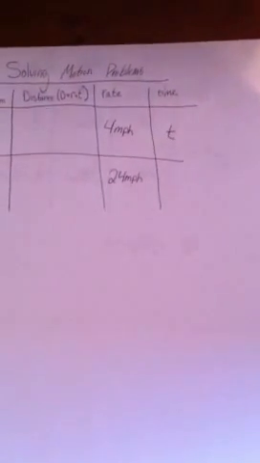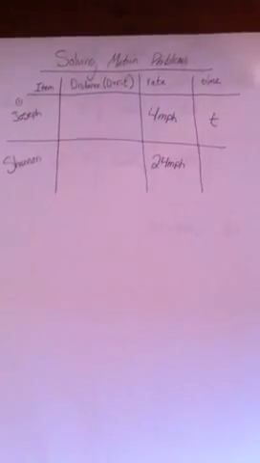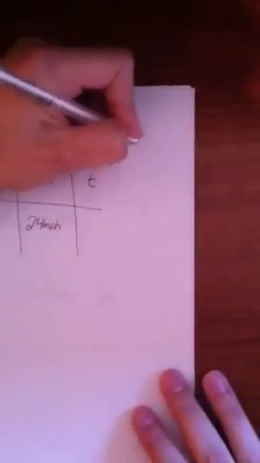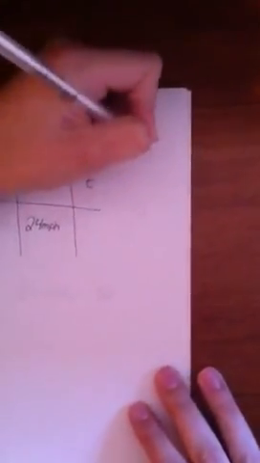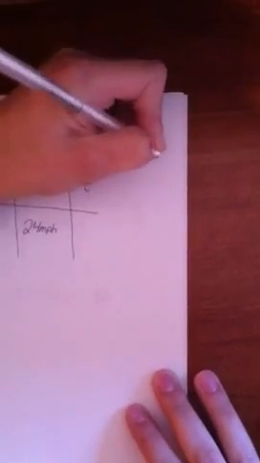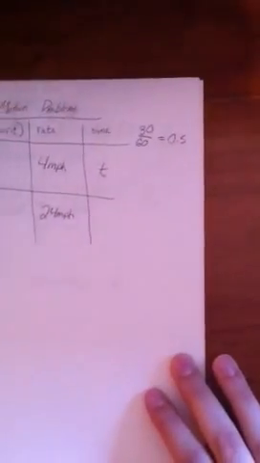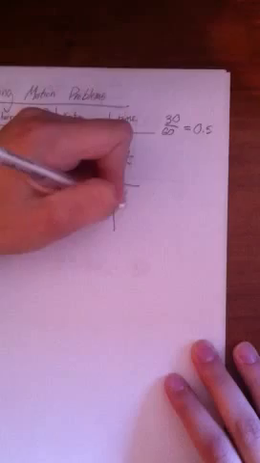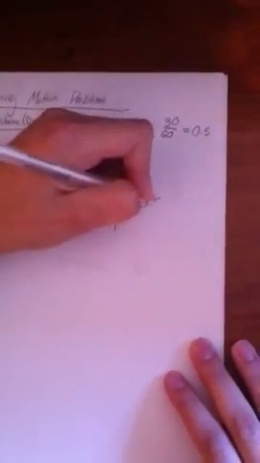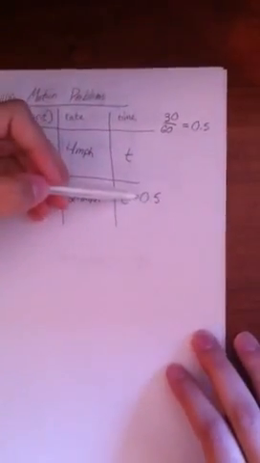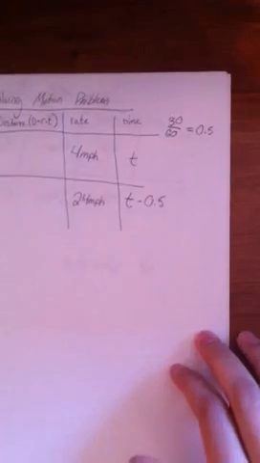But first we need to convert the 30 minutes to hours because both our rates are in hours. So what we're going to do is 30 divided by 60, which is equal to 0.5 hours. So Shannon's time is going to be represented by t minus 0.5 because she left 0.5 hours after Joseph.